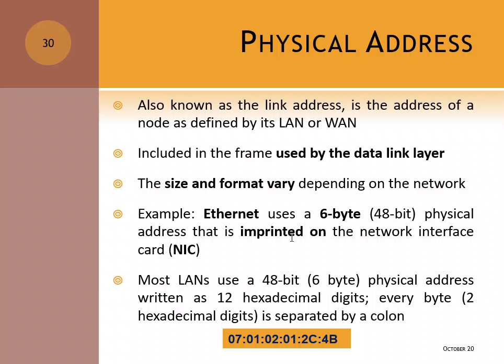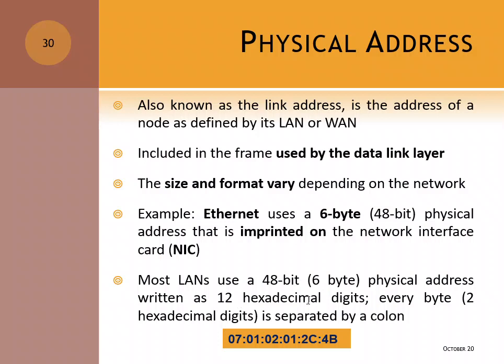Okay, so kalau untuk Ethernet, dia 6 byte ataupun 48 bit physical address that is imprinted on the network interface card. Okay, setiap device yang nak connect kepada internet mesti ada NIC, Network Interface Card. Dan physical address ni adalah address yang imprinted dekat network interface card. Okay, most LANs use 48-bit 6-byte physical address written as 12 hexadecimal digit.